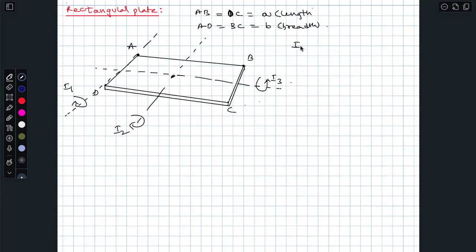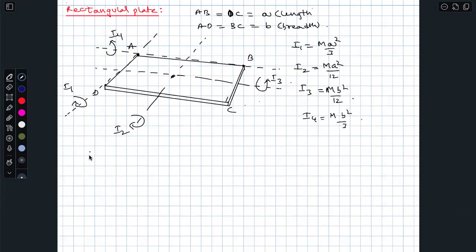So what about I1? Tell me. It is MA square by 3. What about I2? MA square by 12. What about I3? MB square by 12. Yes or no? Why? When you see this from this end, you will see it like a rod of length B. Right. And again, about this axis, let this be I4. Can you please help me in writing I4? MB square by 3.